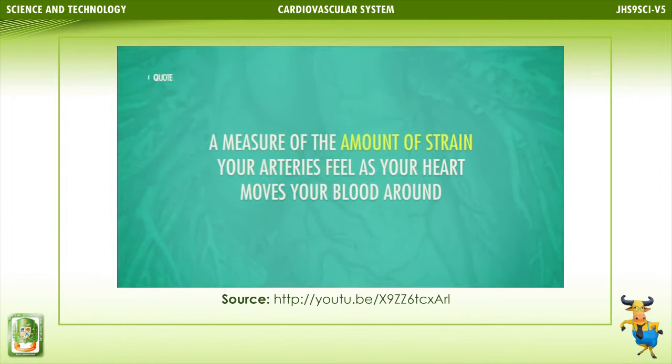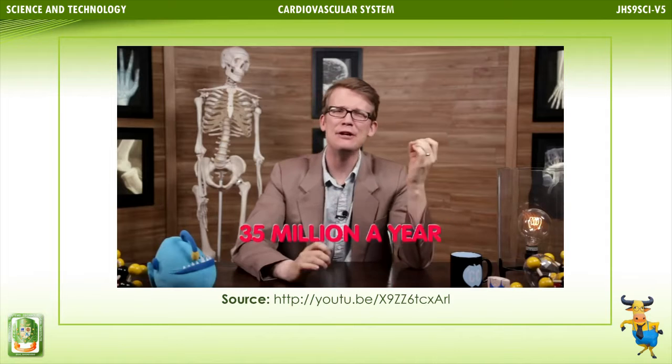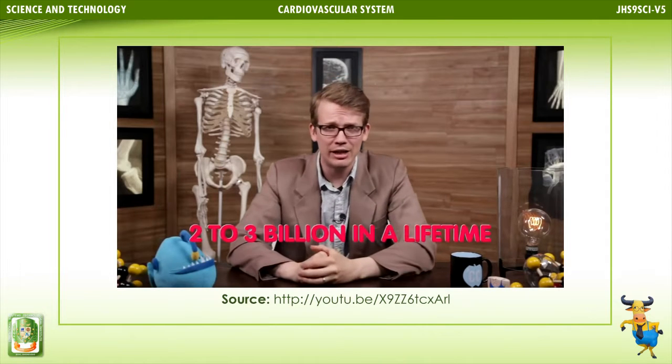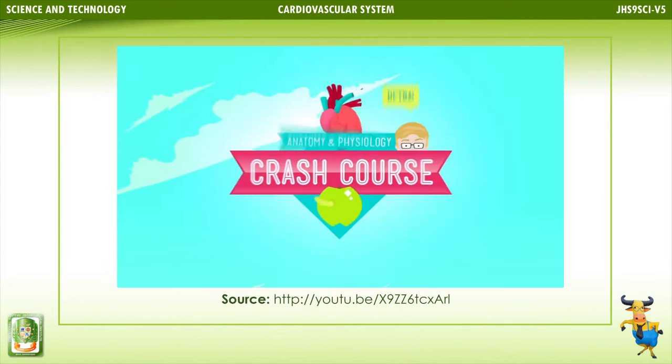It's basically a measure of the amount of strain your arteries feel as your heart moves your blood around. More than 5 liters of it at about 60 beats per minute. That's about 100,000 beats a day, 35 million a year, 2 to 3 billion heartbeats in a lifetime. The basic physiology of which you can easily feel just by taking your own pulse. I don't have a watch. Now that might not inspire so much poetry, but it turns out it's still a pretty good story.